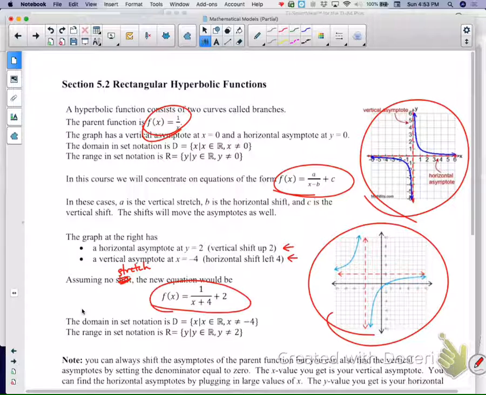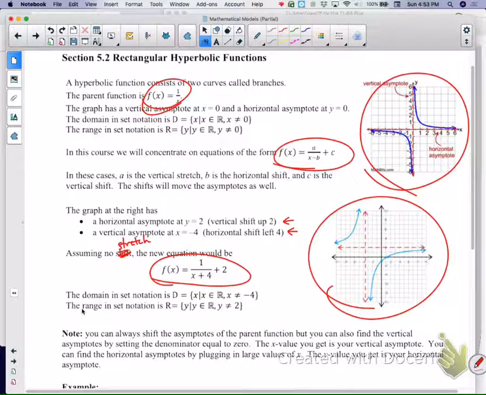Okay. Now, one thing about finding these asymptotes, you can just shift them, doing what we just talked about, but you can also find the vertical asymptote by setting that denominator equal to 0. So x plus 4 equals 0 gives me x equals negative 4. That's my vertical asymptote. To find the horizontal asymptote, you're going to plug in super big numbers for x. So if I plug in, say, 1,000, on the bottom of that fraction, I'm going to have 1 divided by 1,004, which is essentially 0, plus 2 means that my horizontal asymptote is 2. So you can always do that if you can't remember how to do this shift.